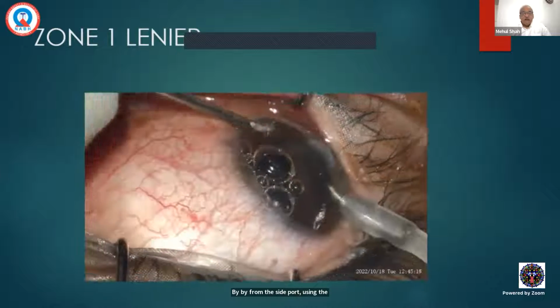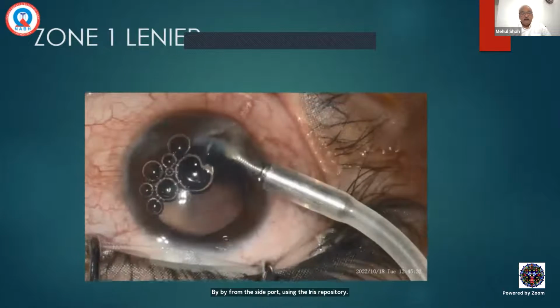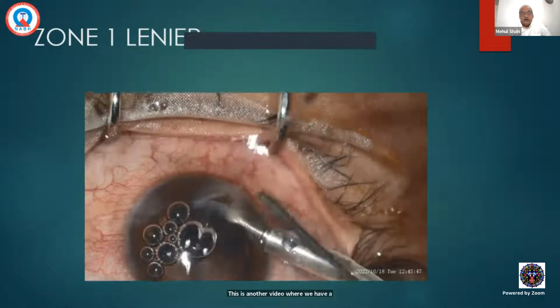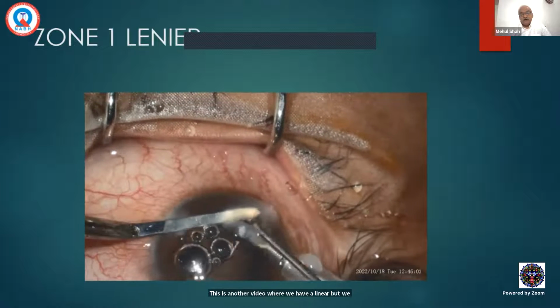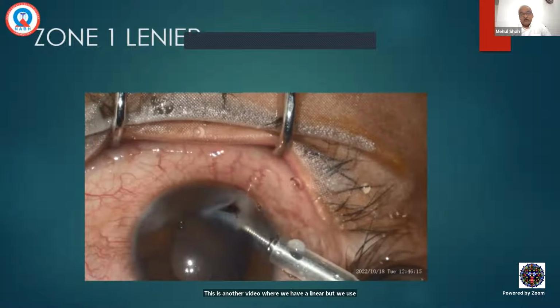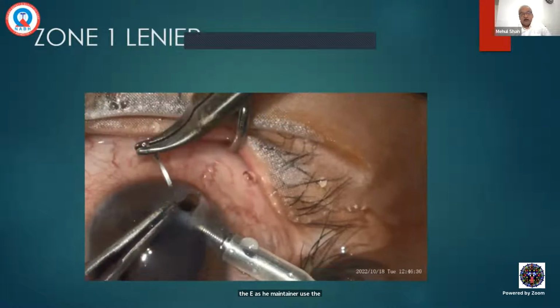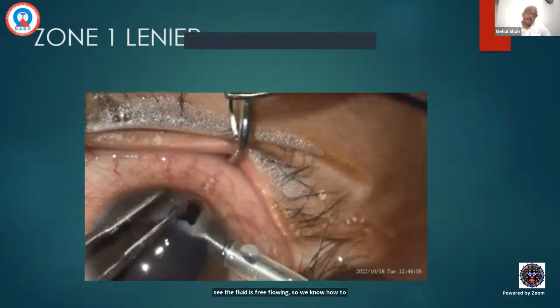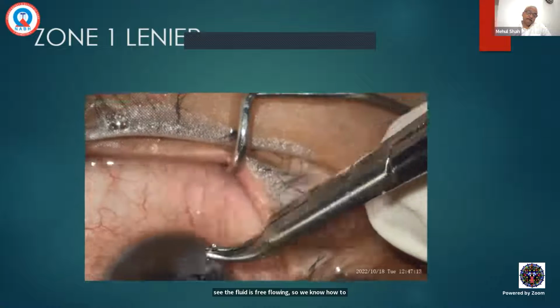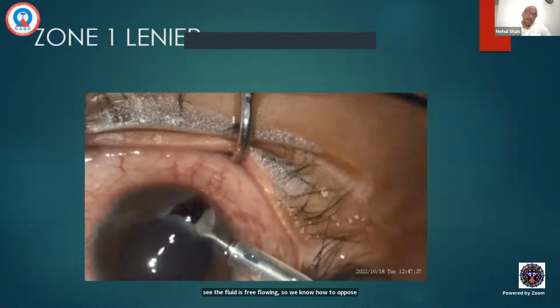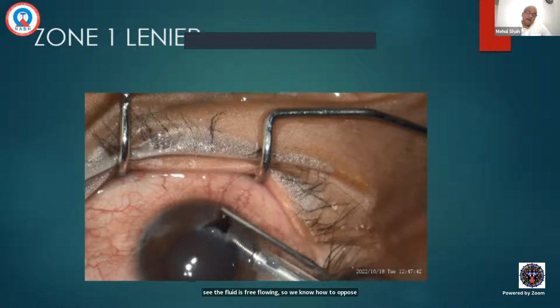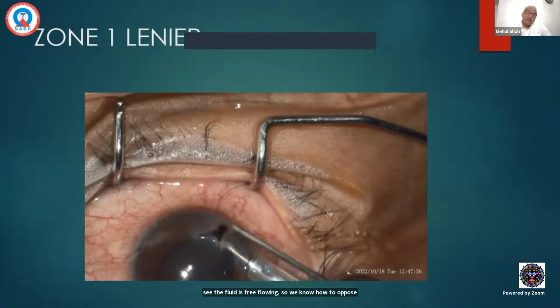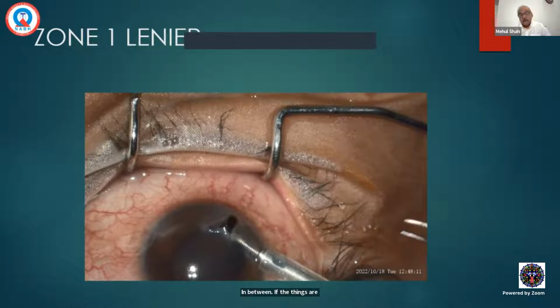This is another video where we have a linear cut. We use the AC maintainer and use the vitrectomy. We can see the fluid is free flowing. So we know how to oppose. In between, if things are prolapsing, we can cut it with the vitrectomy.